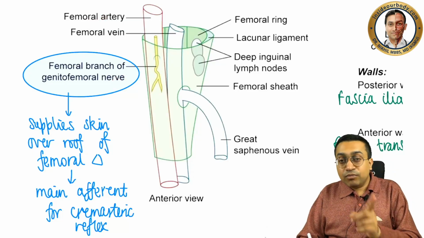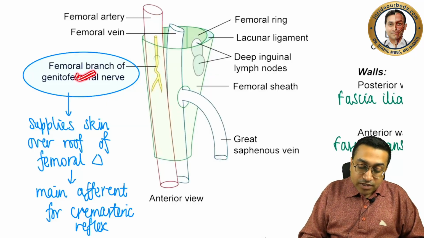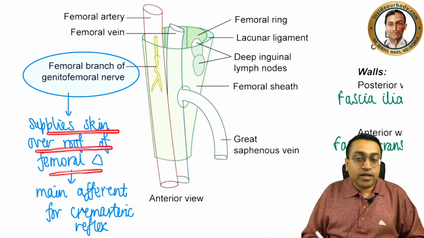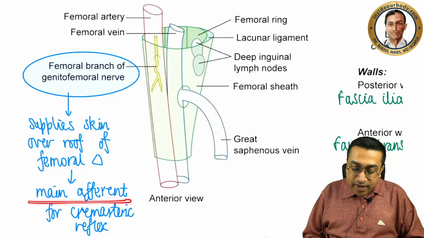Please remember, it's a femoral branch, not the genital branch of the genitofemoral. Okay, so the femoral branch is the one which is supplying the skin over the roof of the femoral triangle in the front of the thigh, as I told you before. And also it acts as the main afferent for the cremasteric reflex.